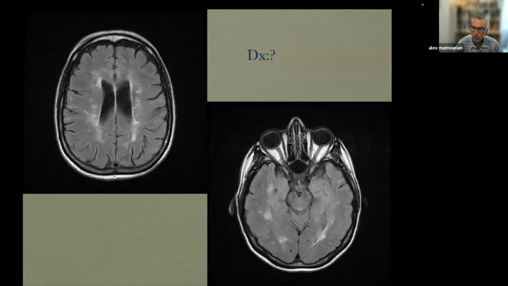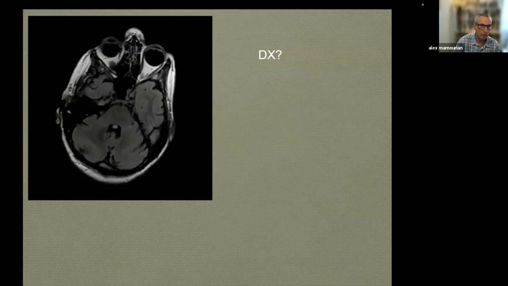The other feature that I think should strongly favor the diagnosis of MS is the presence of lesions in the middle cerebellar peduncle. It is very unusual to see unilateral middle cerebellar peduncle involvement without any other cerebellar involvement in other diseases besides MS. This is, of course, a patient with MS showing you this periventricular involvement.